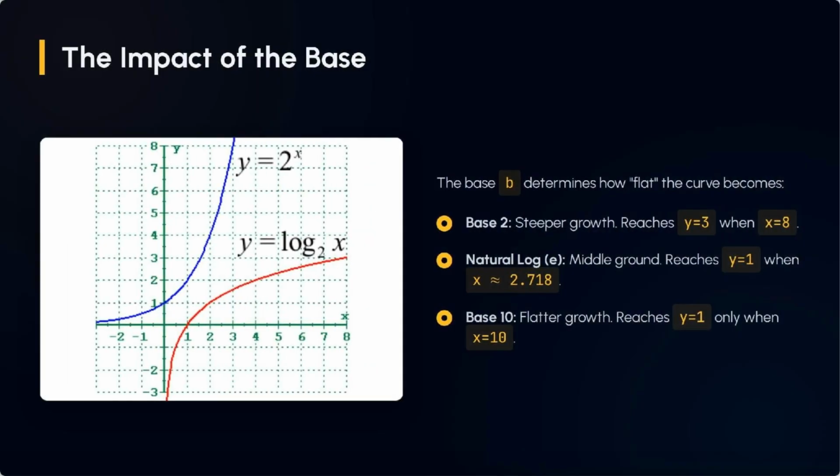The choice of base significantly impacts the curve's steepness. A base of 2 yields steeper growth. The natural log provides a middle ground, while a base of 10 results in much flatter growth.